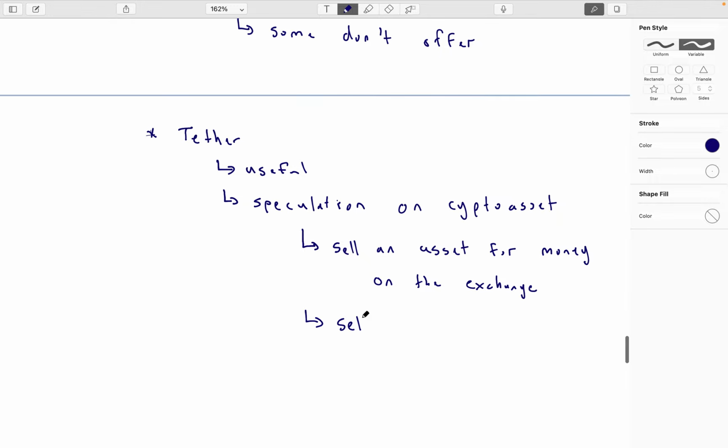You can sell the asset, or actually let me just extend this. So you can first do this step, and then you can actually withdraw it from the exchange. So you can say, hey, I want my money off the exchange. And so they'll say, okay, well, that's an extra $50 for a wire transfer, and it's going to take us 7 days to process that or something like that. Okay, so there's a lot of friction with it.